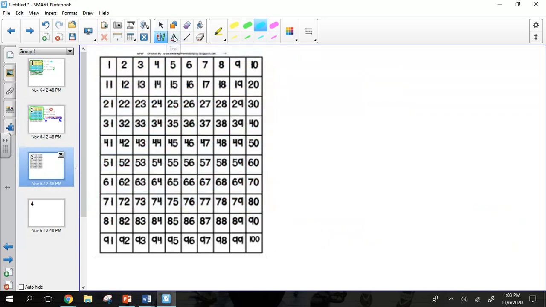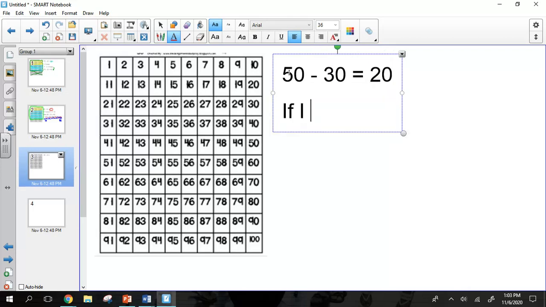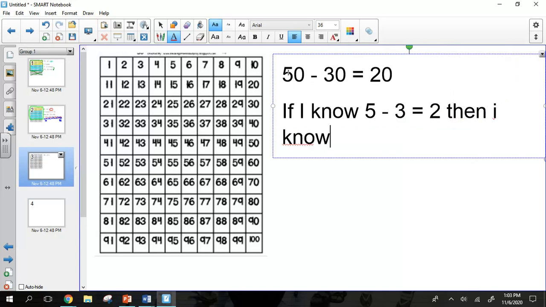We're not even going to look at the 100 chart this time, even though it's on our page. We're just going to bypass it. So my problem is 50 minus 30 equals. Well, let's go ahead. Do you know that mentally? I sure hope you know that answer. What do you think it is? I knew that. Why did I know it? I could say if I know 5 minus 3 is 2, then I know, let me go back and capitalize that. Then I know 50 minus 30 equals 20. All right, so there you go.